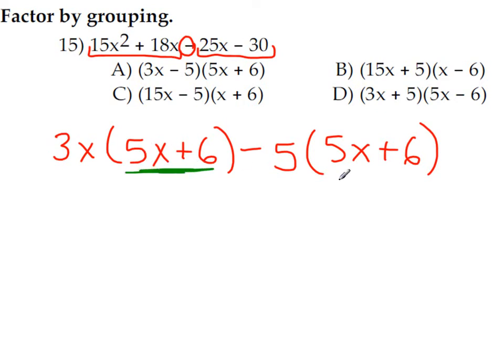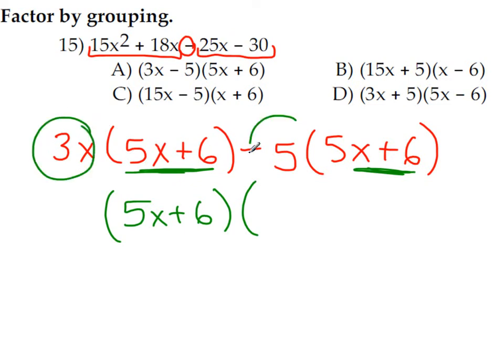Now we have a new GCF appearing, that 5x plus 6. So we'll factor it out, parentheses included. And what's left behind is the stuff in the front, so 3x minus 5. And we're done. So now we just have to find the one that works, and choice A is the winner.